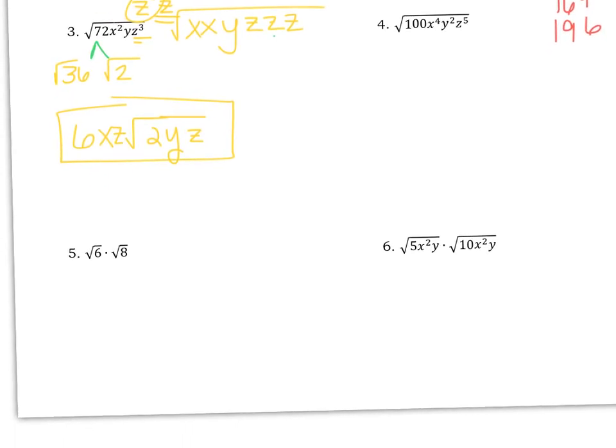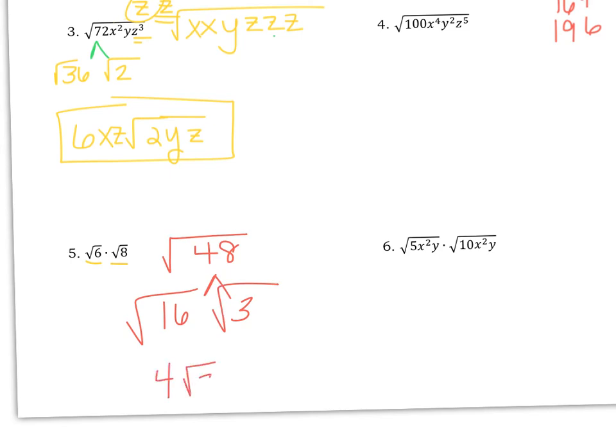Number 5, when you have 2 radicals being multiplied together, I make one big radical and I multiply them together. 6 times 8 is 48. I need the biggest perfect square that goes into 48. 16 and 3. Square root, square root. Square root of 16 is 4. Square root of 3, can't do. Square root of 3. So I want you to go ahead and try number 6, and then bring this to me when you're finished so I can check it.